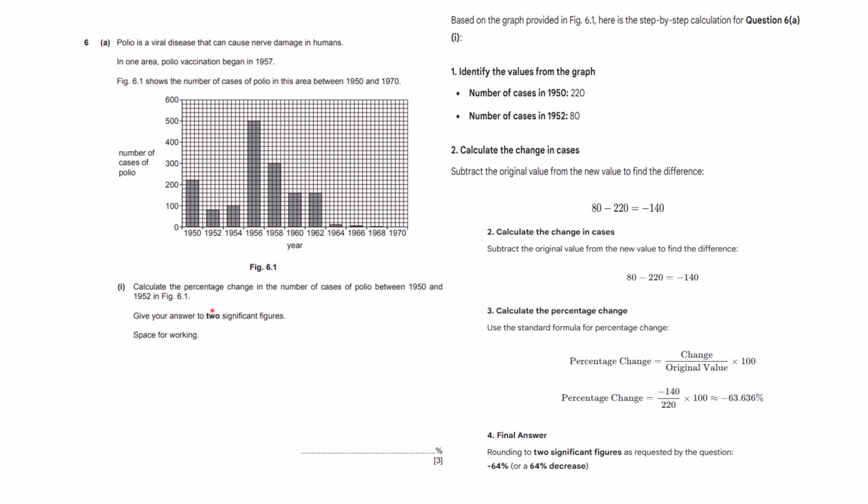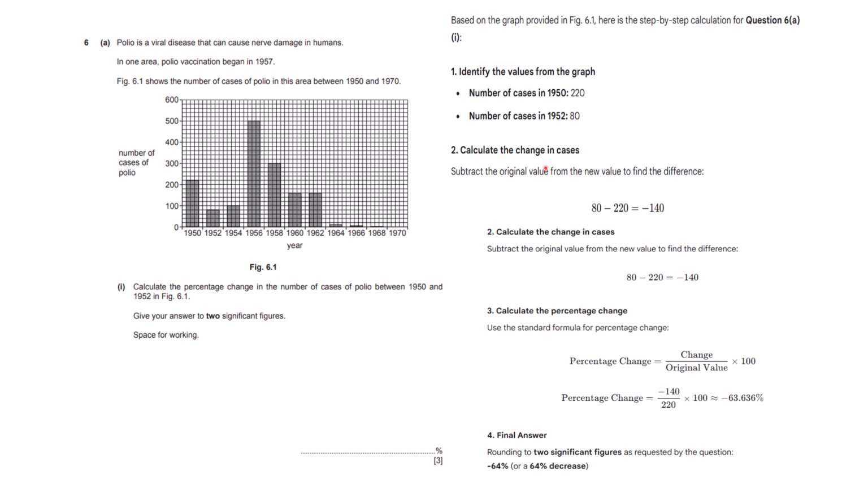Part A. Calculate the percentage change in the number of cases of polio between 1950 and 1952 in figure 6.1. Give your answer to two significant figures. There is space for working. Based on the graph provided in figure 6.1, here is the step-by-step calculation. First, identify the values from the graph. Number of cases in 1950 is 220. Number of cases in 1952 is 80.